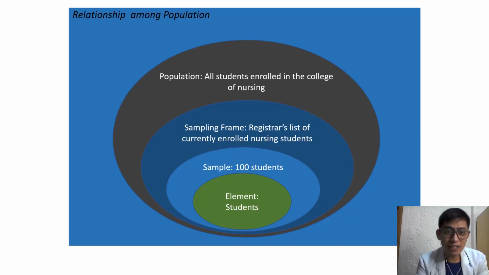So as you can see, it's a relationship among population and elements. The element is students. So for the researcher, it's the element. What is the characteristic? It is nurses. Then the sample is 100 students. The sampling frame is the registered list of currently enrolled nursing students, and the population is the whole students enrolled in the College of Nursing.